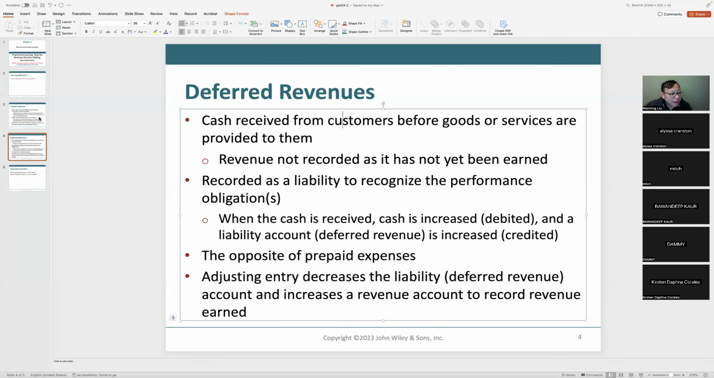Yeah, that's prepaid expenses and deferred revenue.